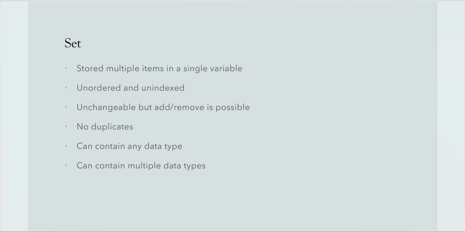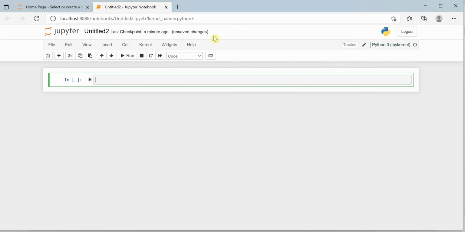Sets are unchangeable, but you can definitely add and remove items. No duplicates are allowed. We cannot add duplicate items to the set. It can contain any data type, and like other collections, it allows us to store multiple data types in a single set. So let's have a quick look at how we can play with sets.